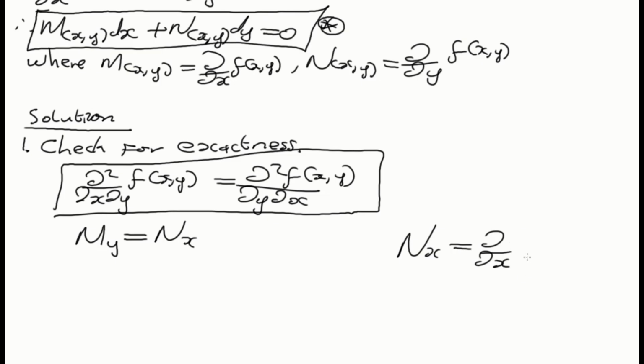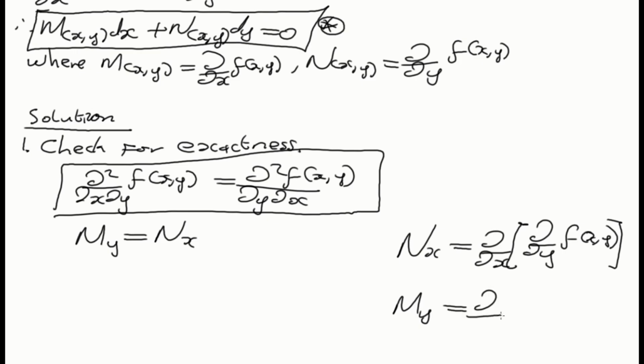remember, N is a derivative on its own, a partial derivative with respect to y of this f of xy function, right? The partial derivative of M with respect to y is a partial derivative of the original function with respect to x, partial derivative. This is where it's coming from. So this is a cross, right?